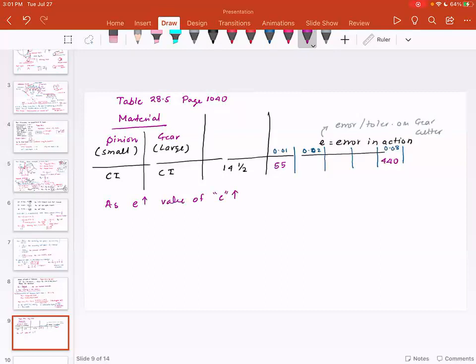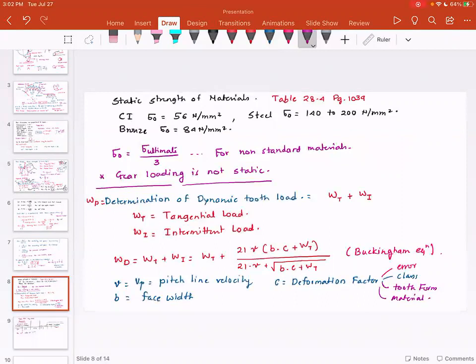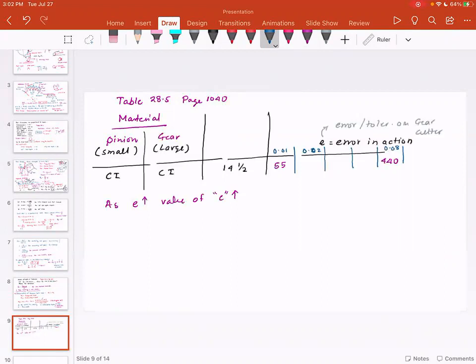Now, what does that mean? As the error in the cutter increases, the value of the deformation factor increases. So an increase in the deformation factor means the dynamic load is going to increase. So this results in an increase in dynamic load.